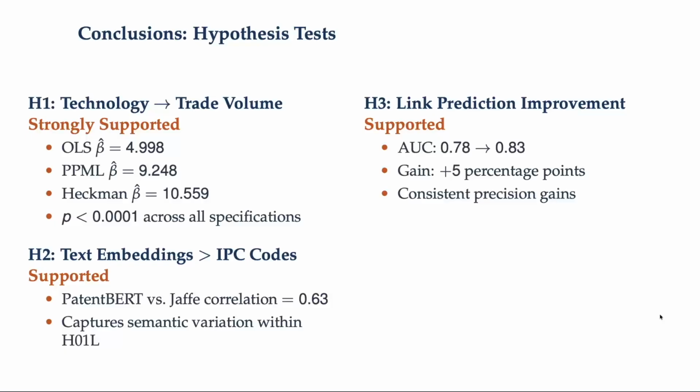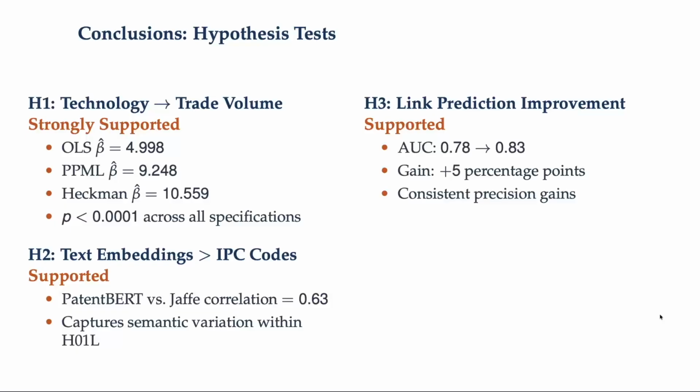Now let me introduce the conclusion of this project. Hypothesis testing. First, the hypothesis I was expecting was that technology increases trade volumes. It is strongly supported by all the models I ran, even OLS and Heckman. Beta hat of all of those is positive, and the p-value is less than 1%, so highly significant.